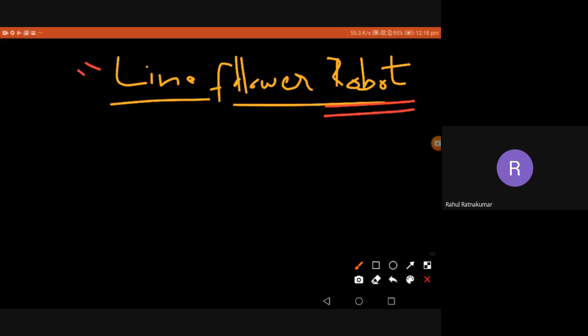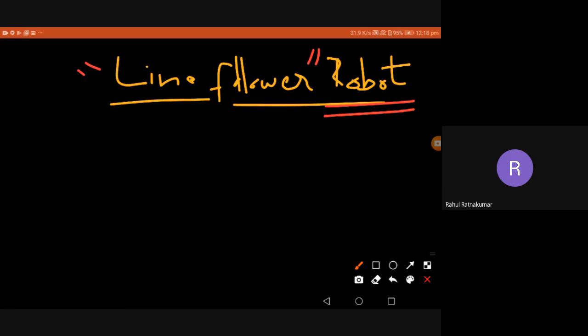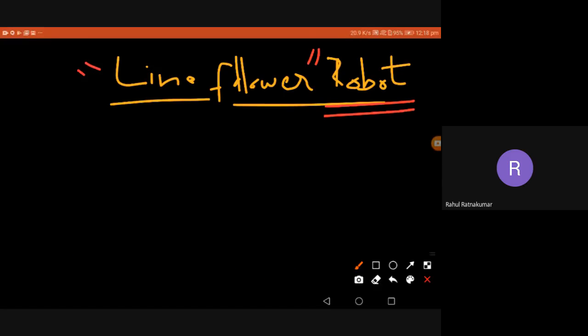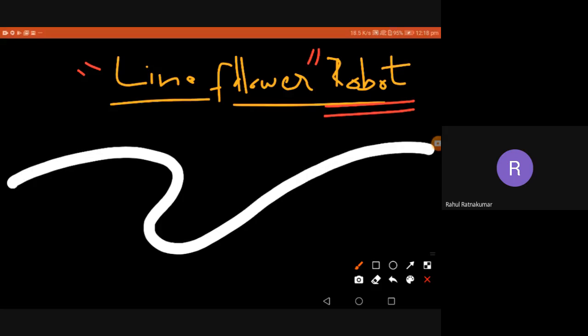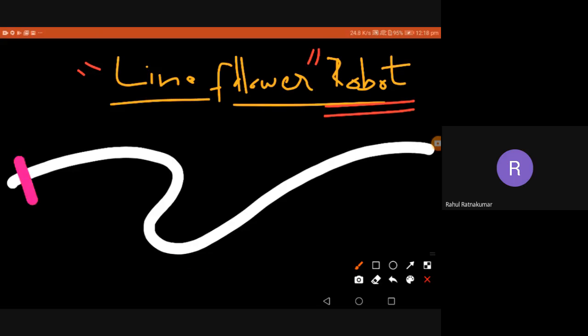We have to make the robot follow a line. So I'm drawing a line here. Now you just tell me an idea, how shall I make the robot follow a line? You just think for some time. I'm drawing a line here and I'm telling you my robot should follow the line. Okay, so your robot is placed somewhere here. See, this is your robot. Your robot is placed here. Okay, now it has to follow the line.